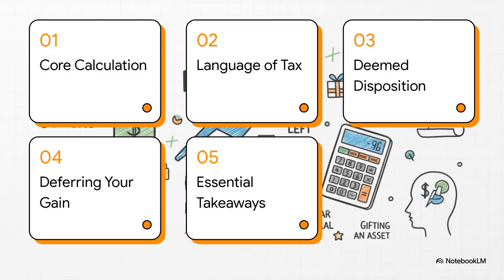So here's our game plan. We'll kick things off with the core calculation itself. Then we'll get into the specific language of tax. It's super important. After that, we'll look at a really surprising concept called deemed disposition. Then we'll switch gears to strategy and talk about deferrals, and we'll wrap it all up with the key takeaways you absolutely need to know.